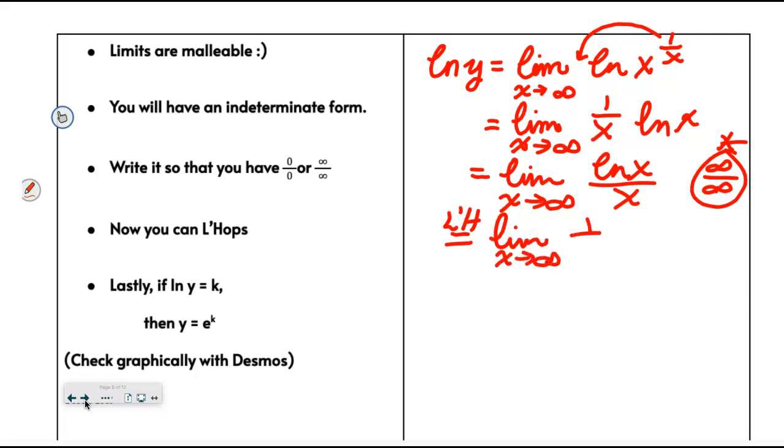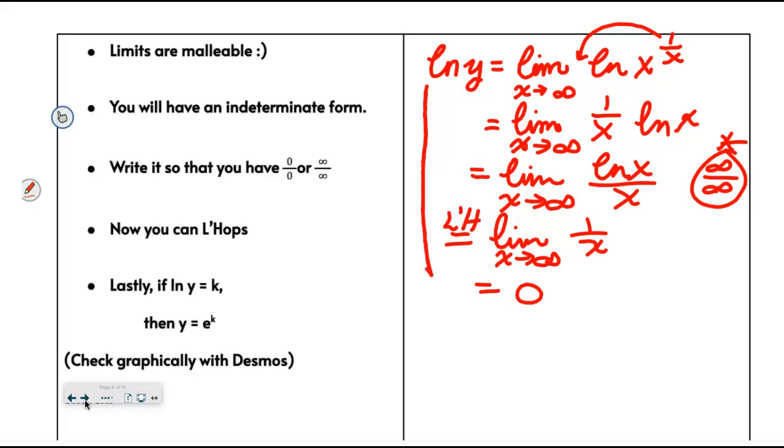Natural log of x has derivative 1 over x, and the derivative of x is just 1. And we're done. Because now what do I get as I approach infinity? What will this limit approach? 1 over infinity is what? This is where you have to be really careful. That's not the answer. Just go right here.